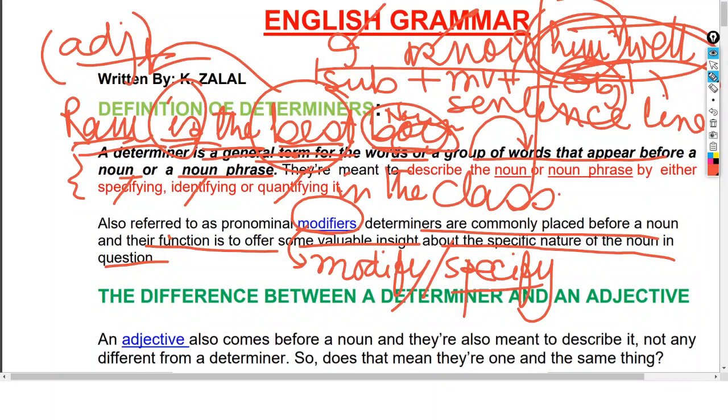Suppose there are 5 boys in the class, means this 5 will be the determiner. This will be what type of determiner? This will be the quantifier.